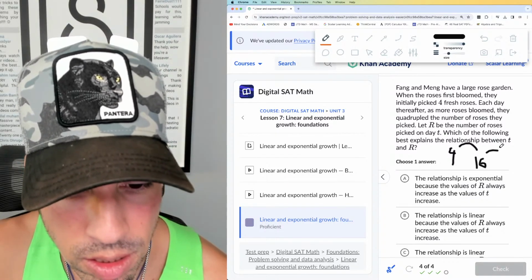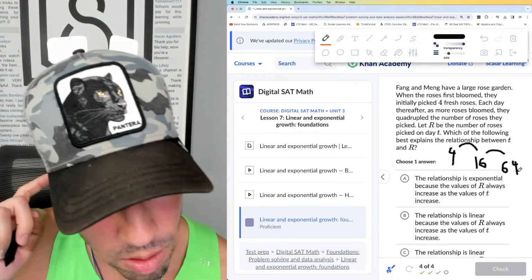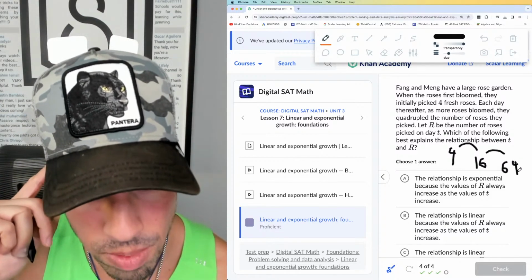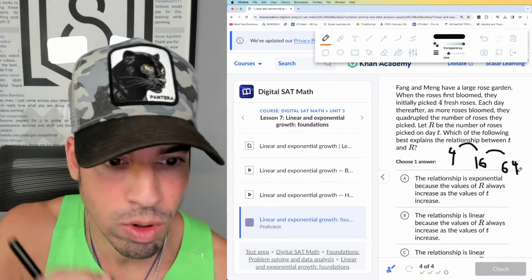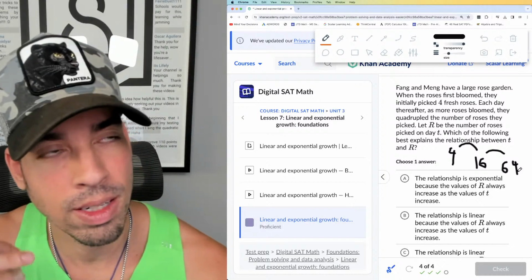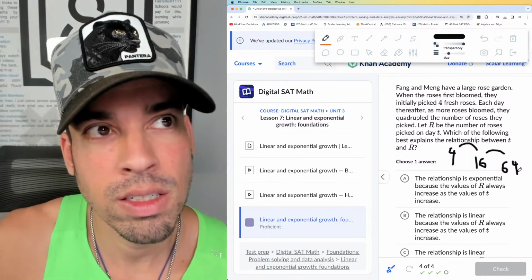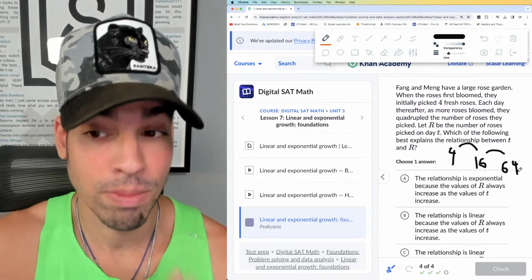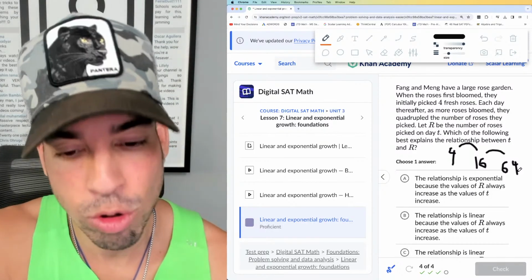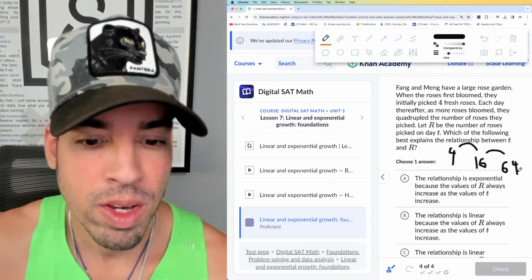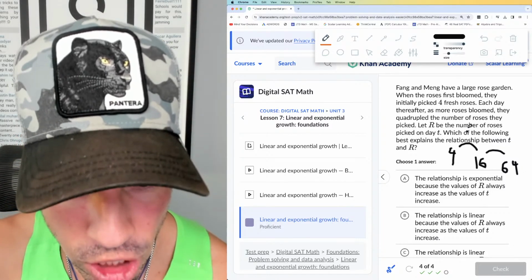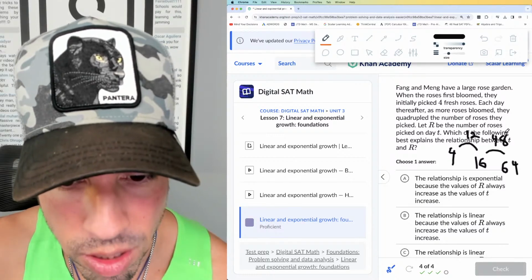So then it's 16, then it's 64. Yeah, I mean, as long as I'm understanding that right, each day thereafter, they quadrupled the number of roses they picked. So that's what it sounds like. It doesn't sound like it's like 16, 16, 16, right? It sounds like it went from 4, that quadrupled to 16, then that quadrupled to 64. So that's definitely exponential again. As the increase is dynamic, it's changing. It's going up by 12, then it's going up by 48, etc.